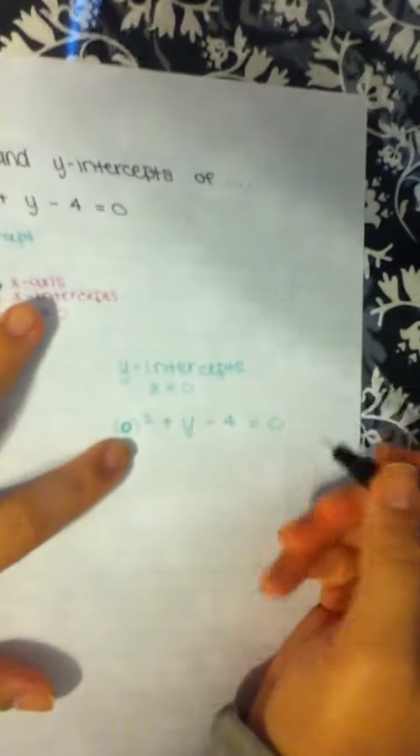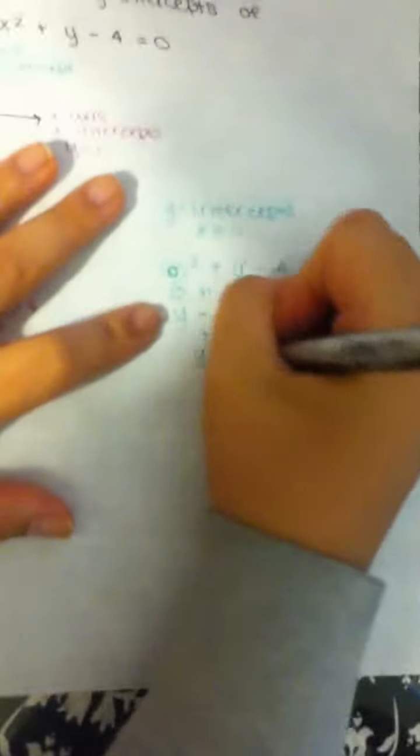So our y-intercepts, it's where x equals 0, I'm sorry. So we are going to write out our equation with a blank spot in where the x was, and we're going to replace the x with a 0. So 0 squared is going to be 0 plus y minus 4 equals 0. So then we have 0 plus y minus 4, and 0 plus negative 4 is negative 4, and that's 0. So we're going to add 4 to both sides again to get rid of that negative 4. So that leaves us with y equals 4.